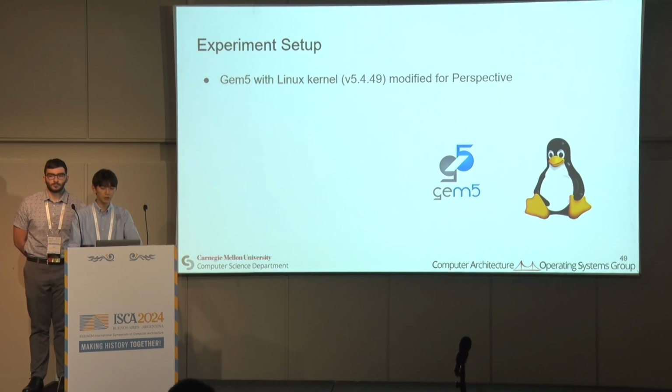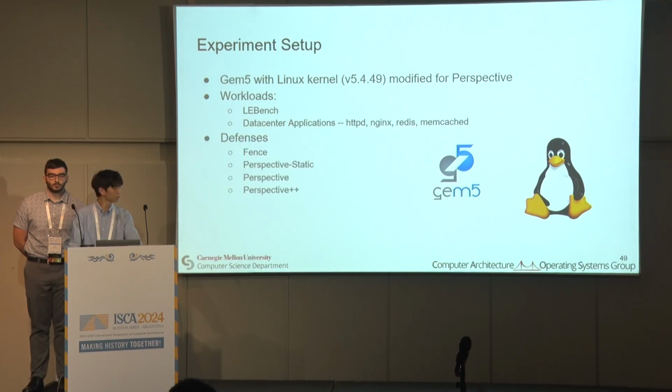For the performance evaluation, we model the Perspective hardware modifications on top of the Gem5 simulator, along with our modified Linux kernel. We use LEBench as micro-benchmarks to extensively test the core operations of the operating system. We also evaluate data center applications, HTTPD, Nginx, Redis, Memcached as macro benchmarks to measure the overhead of real-world applications. Finally, we compare 4 different defense schemes.